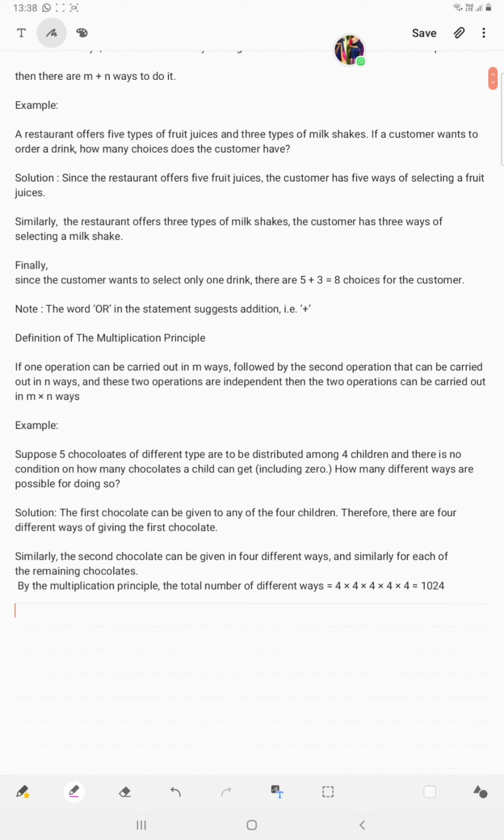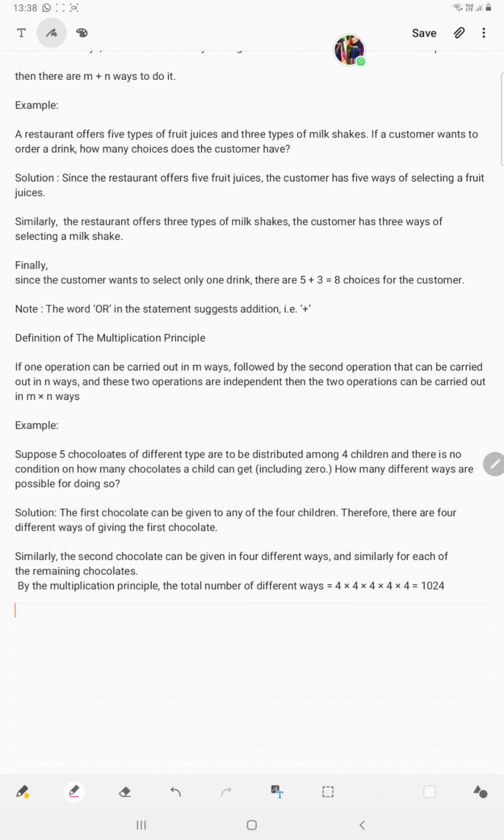Suppose 5 chocolates of different types are to be distributed among 4 children, and there is no condition on how many chocolates a child can get, including 0, that means a child may not get a single chocolate also. So how many different ways are possible for doing so?